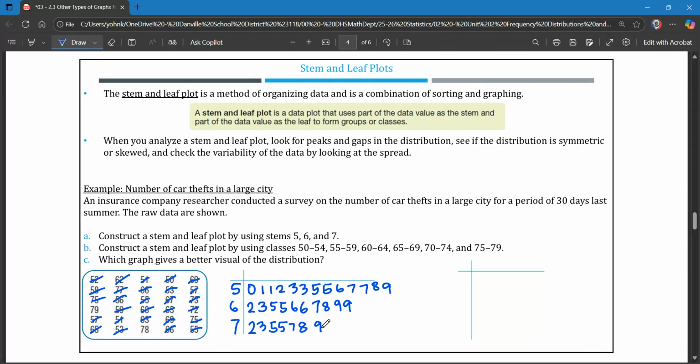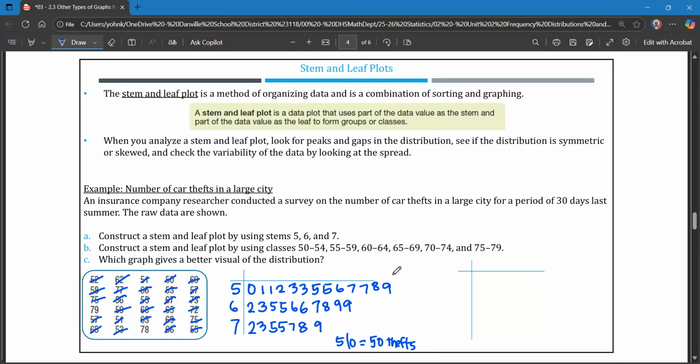The other thing you should do is put a key down at the bottom, because most people, when they look at a stem and leaf plot, have no idea what it means. So I usually pick the first pair right here, 5|0, and we're going to say that 5|0 equals 50 thefts, just so someone can interpret.